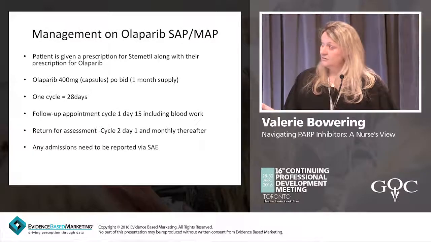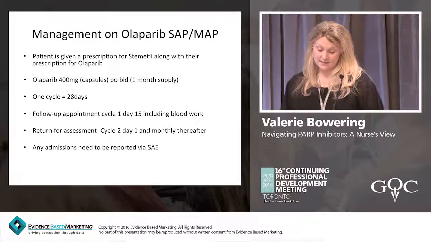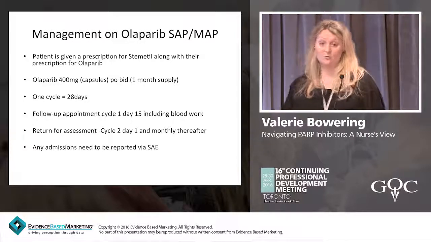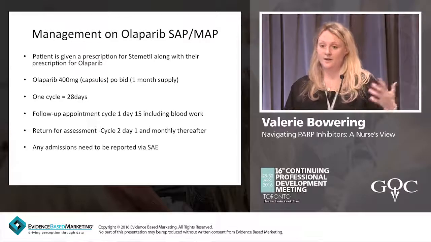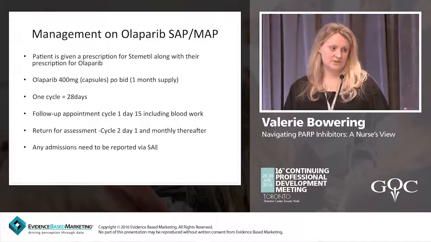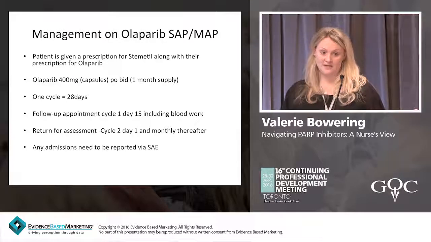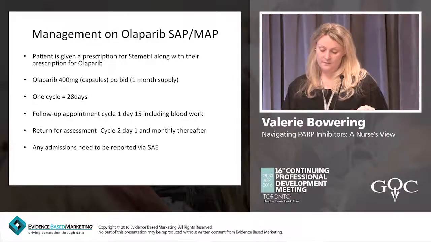So the way we've managed it is the patient is given a Stemetil prescription along with their olaparib, and I've instructed the nurses to suggest to patients that they take this about half an hour to an hour before they're taking their olaparib. It's 400 milligrams, which is 8 capsules twice a day. Okay, one cycle is 1 month.